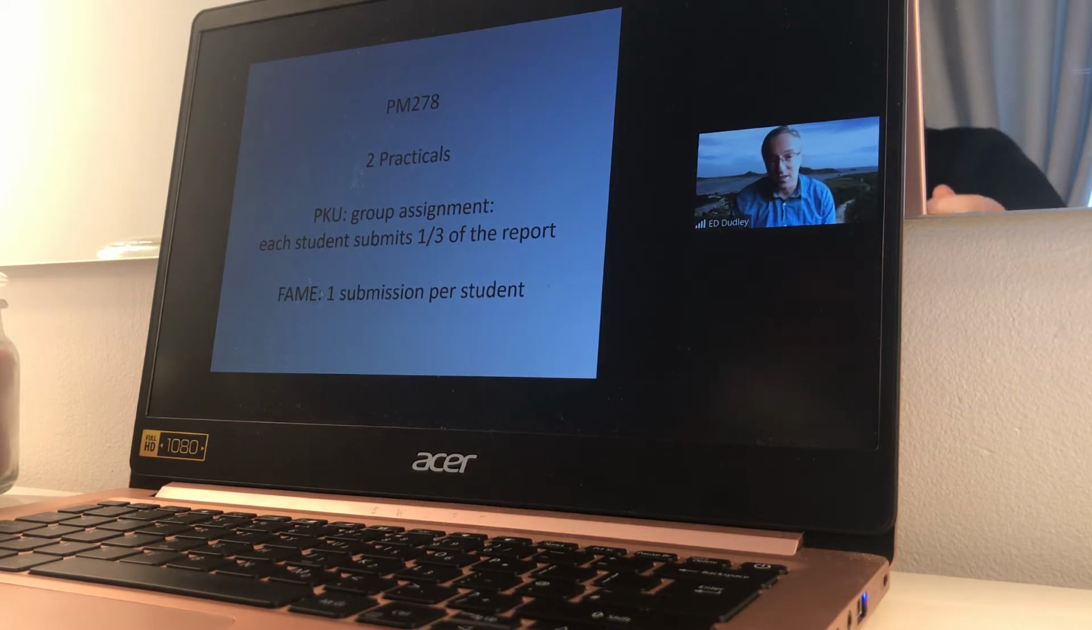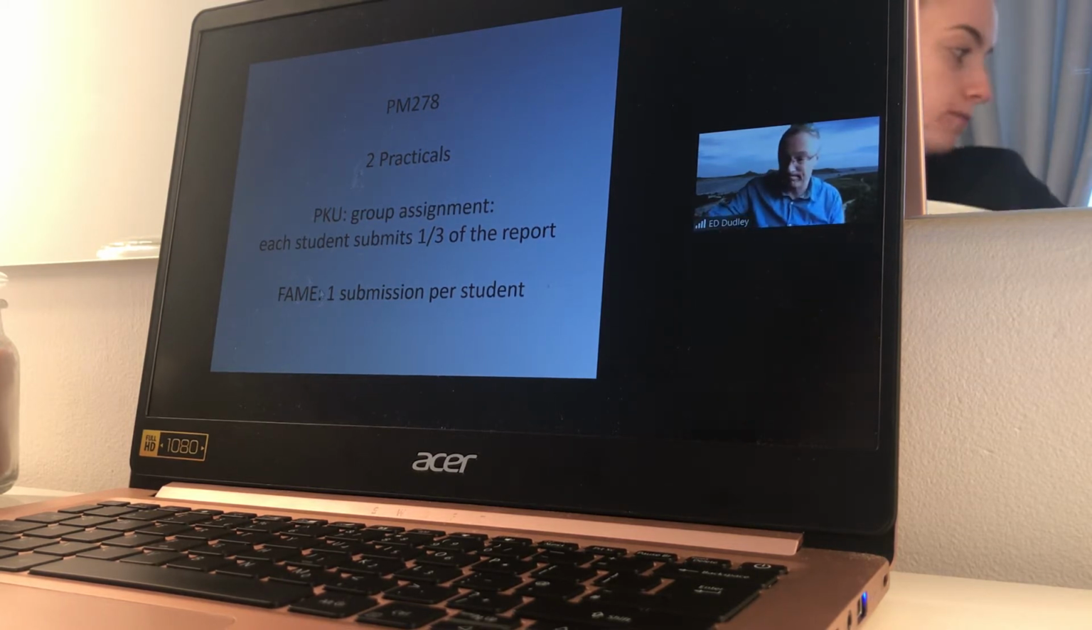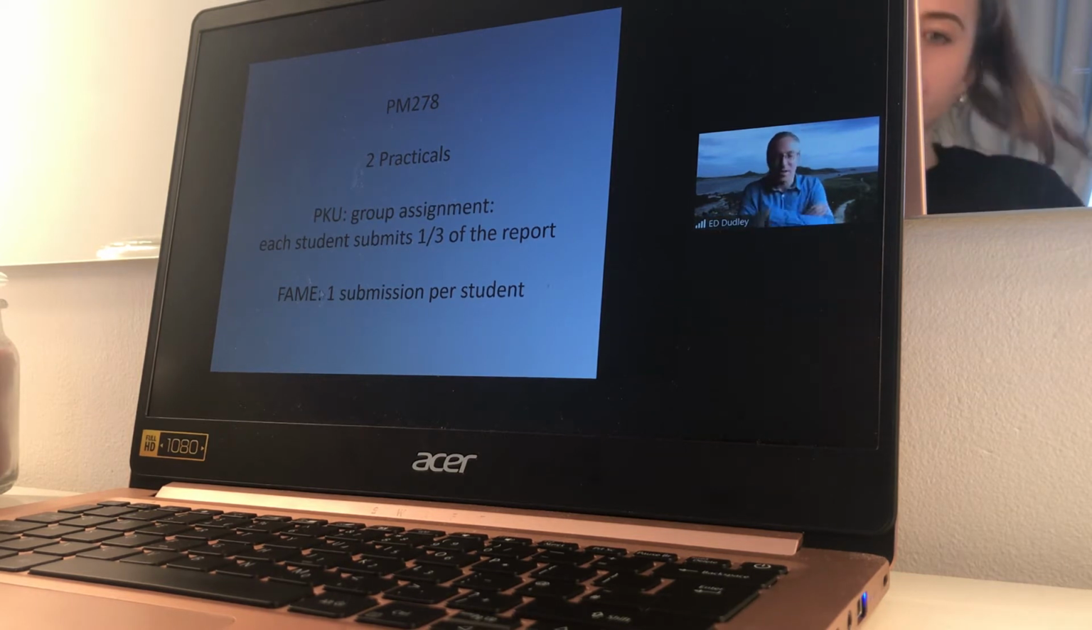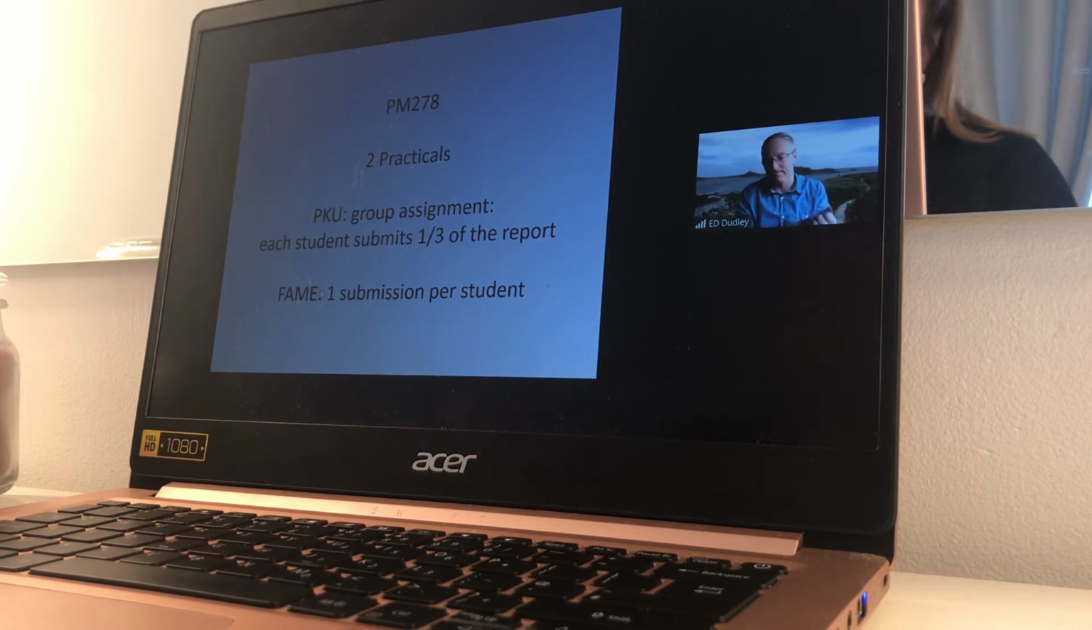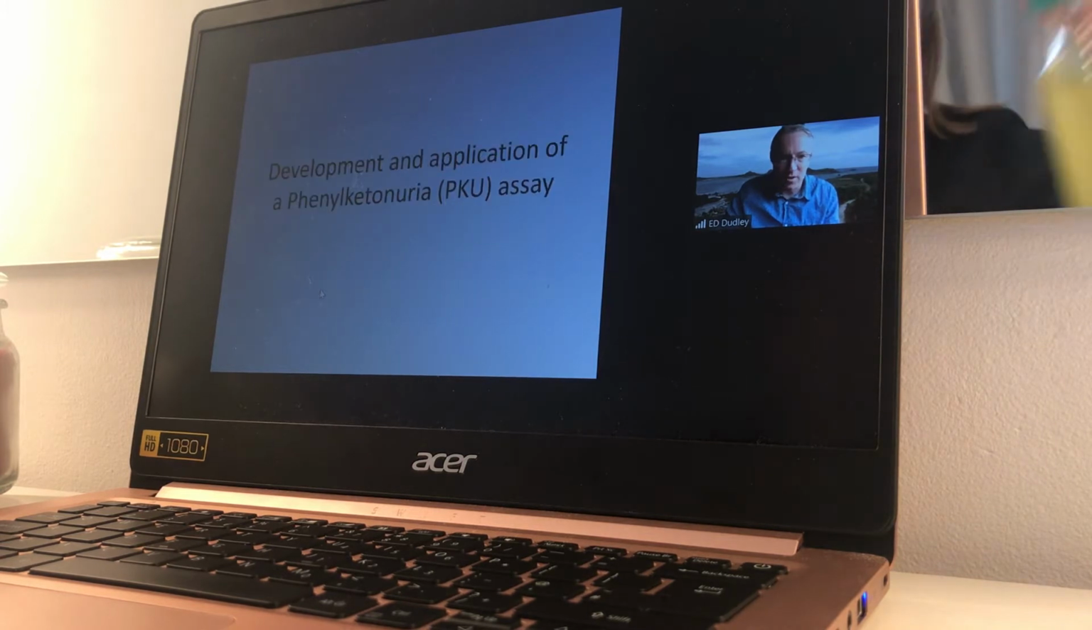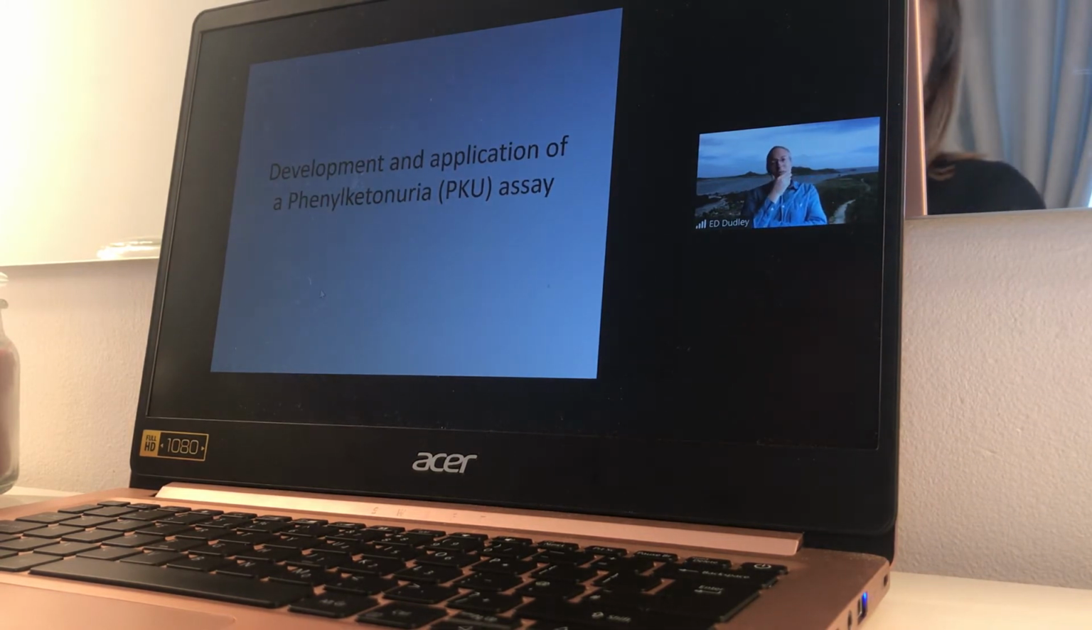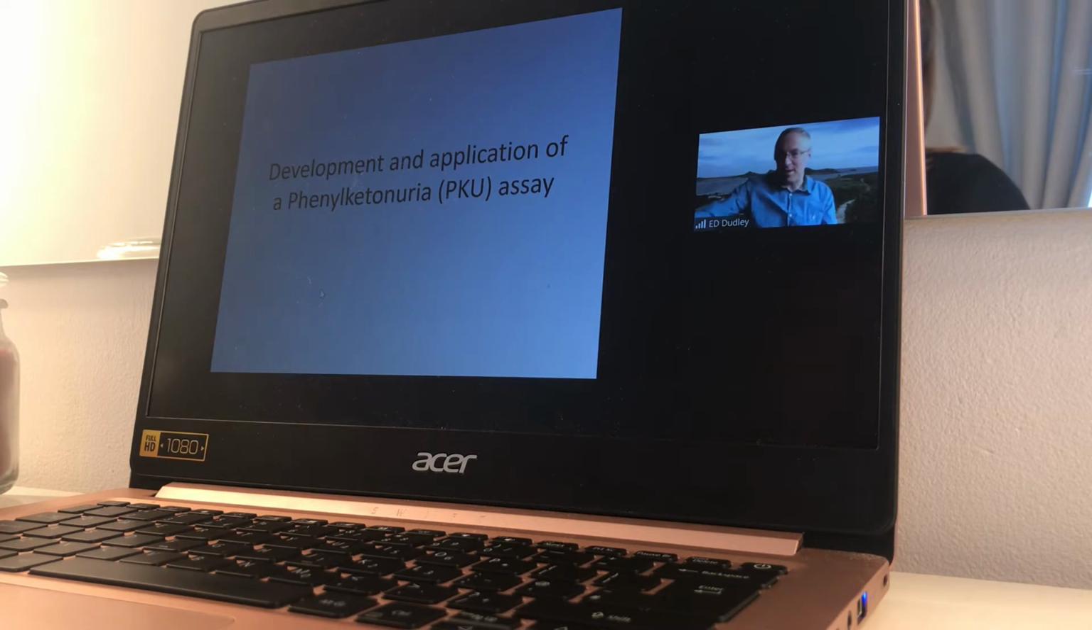And then there's a second practical called FAME, or fatty acid methyl ester, where you get 1 submission per student. And today's job is to basically talk you through those 2 assessments. So we'll start with the first one. So the first one is development and application of a phenylketonuria assay.